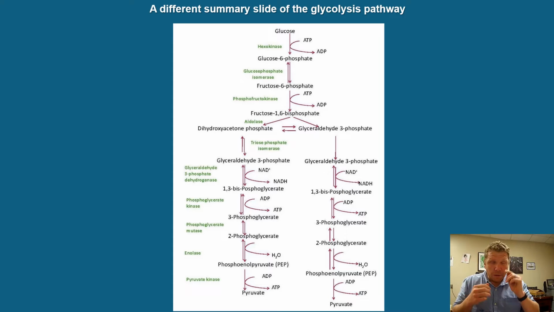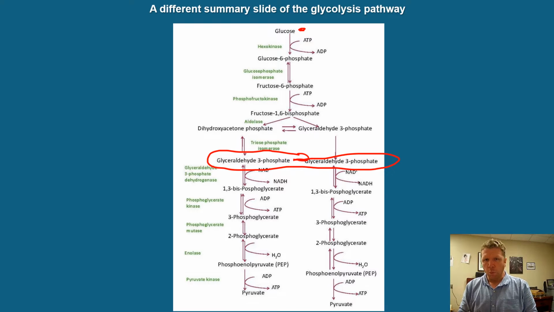So I just summed up glycolysis over the course of stage 1 and stage 2, phase 1, phase 2. In stage 1, we took glucose, which is indicated right here at the top, all the way down to 2 molecules of glyceraldehyde 3-phosphate, which are both displayed right here. Now we're going to look at each one of the enzymes involved in those processes.